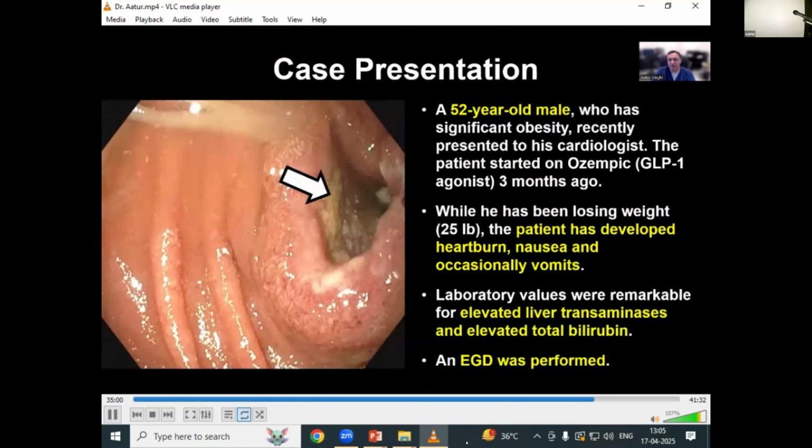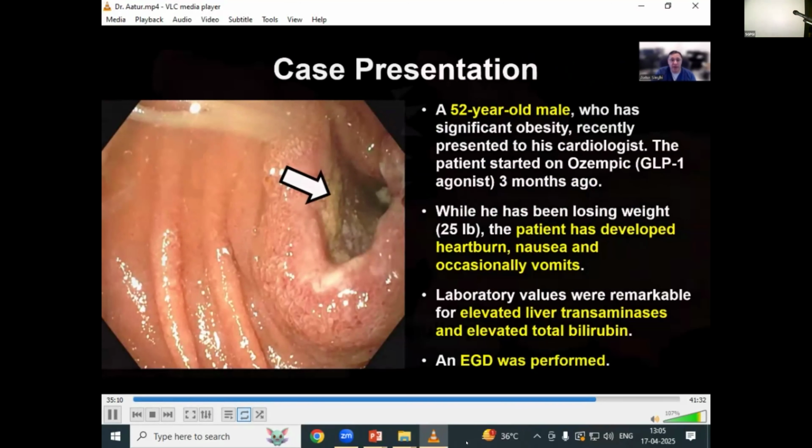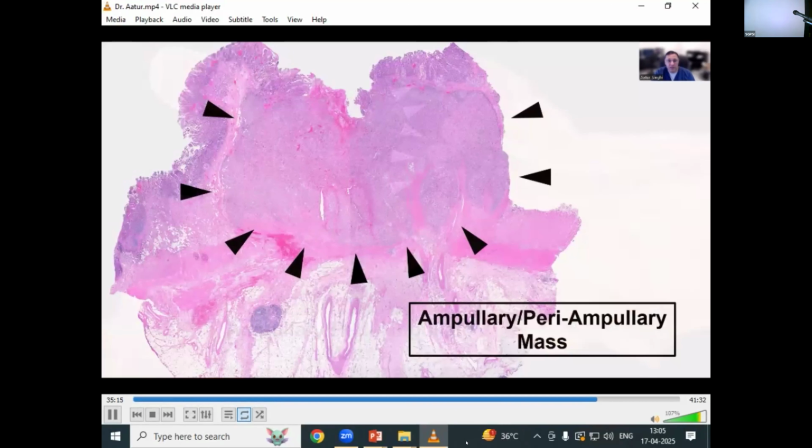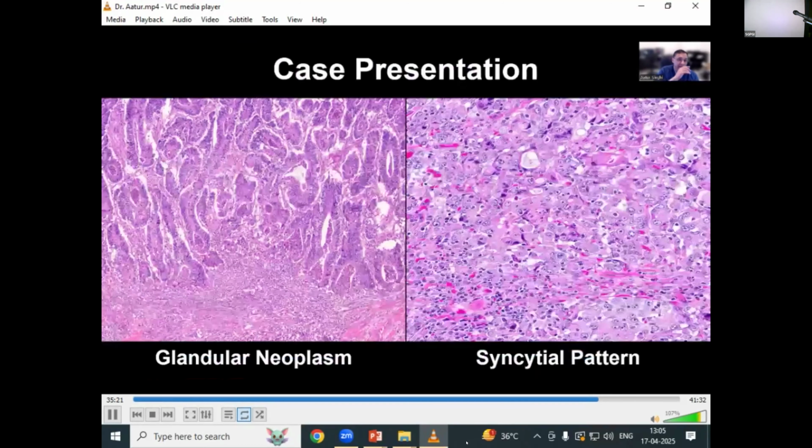So why don't we end up by finishing up this case that I started with my talk? And if I can remind you, a 52-year-old male presenting with heartburn, nausea, vomiting, and weight loss despite being on Ozempic, that was found to have a mass that had an epicenter within and around the ampulla, microscopically well circumscribed with a pushing border into, but not through, the duodenal muscularis propria, and consistent with a glandular neoplasm with a paralymphoid cuff at the leading edge, along with the syncytial growth pattern.